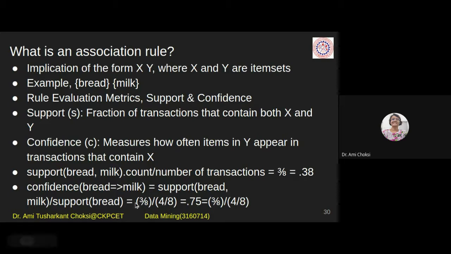Now you can say, if I write 3 by 8 divided by 4 by 8, or otherwise if I do not write this 8 in the numerator as well as the denominator, will it be fine? Yes, because the number of transactions will remain the same, right? So no need to consider. So we can say support count of bread and milk divided by support count of bread. That is the first item.